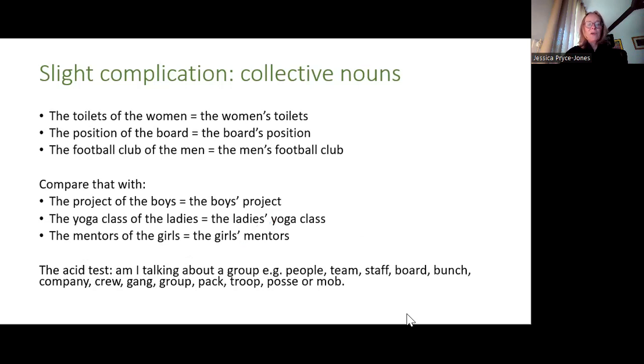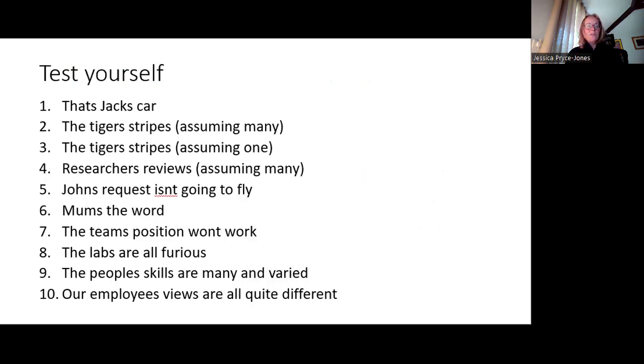So the acid test for you is, am I talking about a group of people? A group: so we've got the words people, team, staff, board, bunch, company, group, crew, gang. I was trying to pop in as many words as I could. And then that's when it behaves as if it's something singular. So you'd say the team's position on this. Even though there's a bunch of people inside a team, it's behaving like it's something singular.